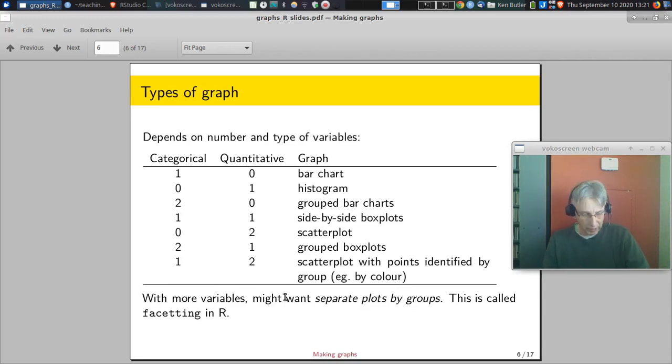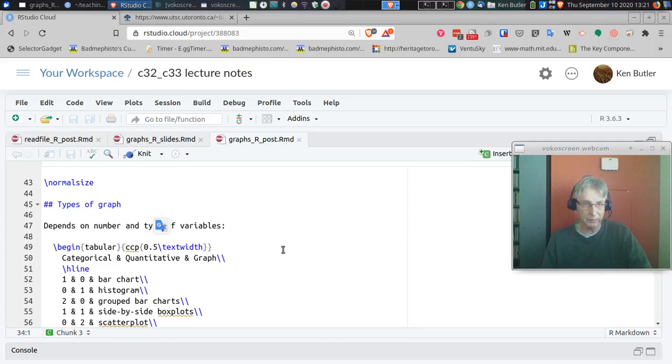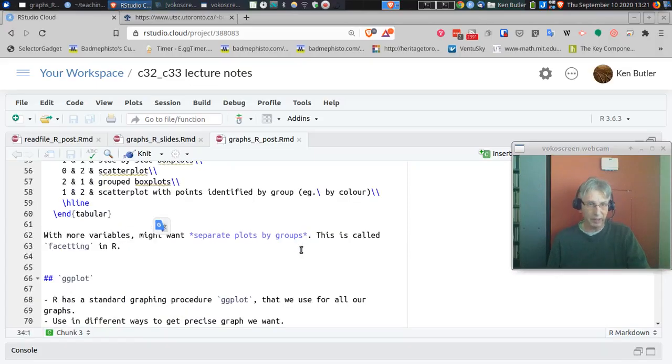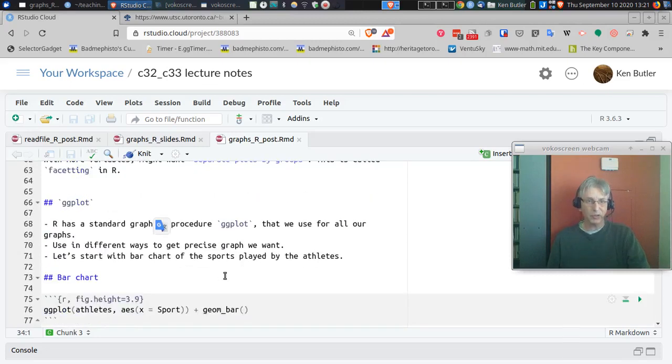Alright, so now we need to go back to here, and we'll see if we can make a bar chart. The first thing we have to say is that there is a standard thing called ggplot. That's what all the graphs start with in the tidyverse that we're using. If you've ever run into plot before, you can forget about that for this course. ggplot is what we're doing, and we're using ggplot in different ways to get the kind of graph we want.